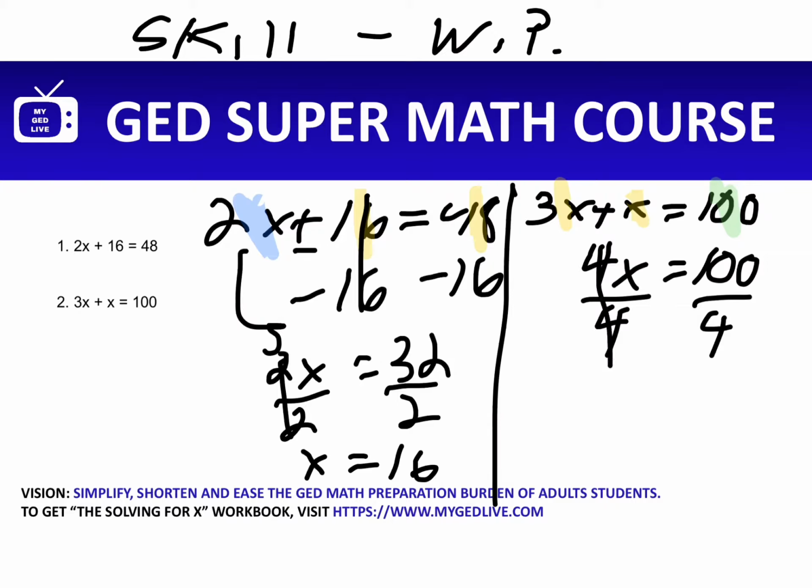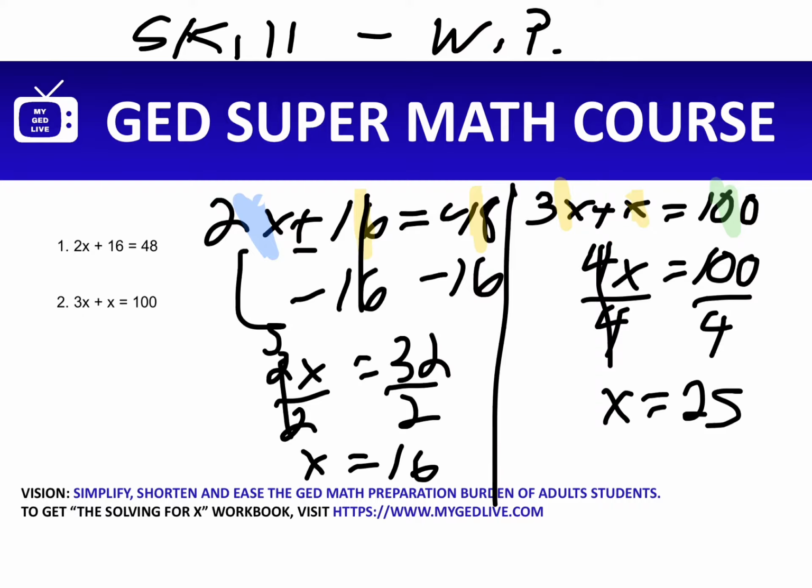4 divided by 4 is 1, so 1x, or just simply x. And 100 divided by 4, of course, is 25. So x is 25. Now you can see that if I put 25 in there, that's 75, and if I put that 25 there, that's 25. 75 plus 25 does, in fact, equal 100.